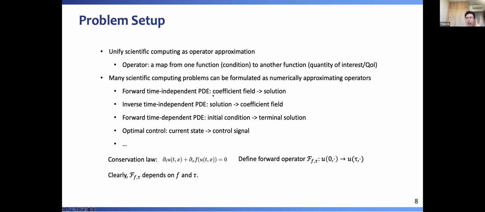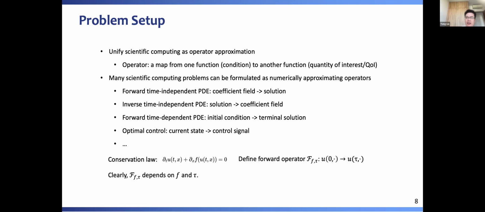For example, for a forward time-independent PDE, you have a coefficient field to solution map, and for the inverse time-independent problem, you have solution to coefficient field. For a forward time-dependent PDE, you have initial condition to terminal solution. Even for optimal control, you can have a mapping from the current state to control signal. These can all be viewed as some kind of operator.